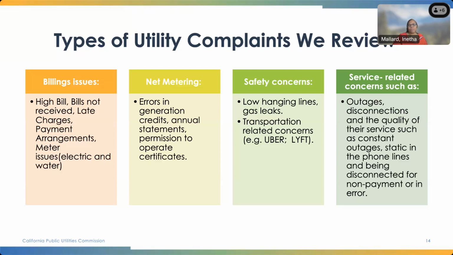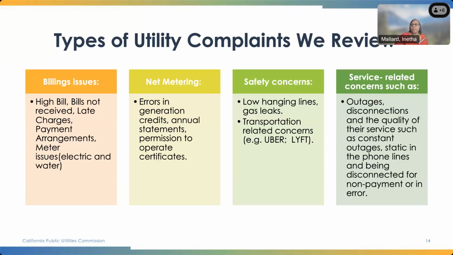We also assist with late payment charges and payment arrangements, when consumers are saying they can't pay their bills or they've had an arrangement in place and it's not working. We get that information over to the utilities as well. We also assist with meter issues, meaning the meters are not read correctly or are reading someone else's bills incorrectly. That includes electric and water, and gas as well, because we do have gas meters out there. We also assist with net metering, that is solar consumers, when there are errors in generating their credits or they haven't received their permission to operate to get those credits.